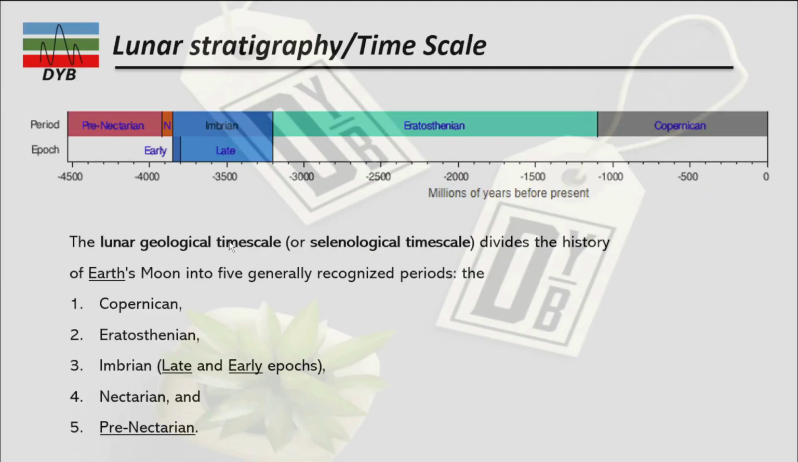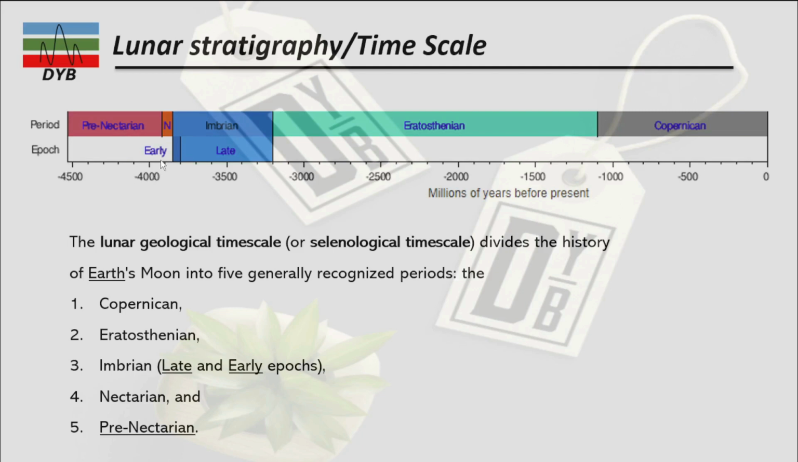So if you look at the time scale on the lunar stratigraphy, lunar stratigraphy has been divided into 5 generally recognized periods. One of them is pre-Nectarian, which is the oldest time. Then we have the Nectarian, then Imbrian. The Imbrian we can divide into late and early Imbrian, then Eratosthenian, and finally the recent time, which we call Copernican.